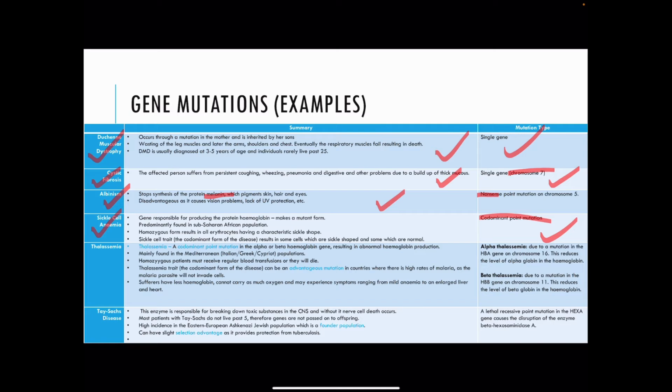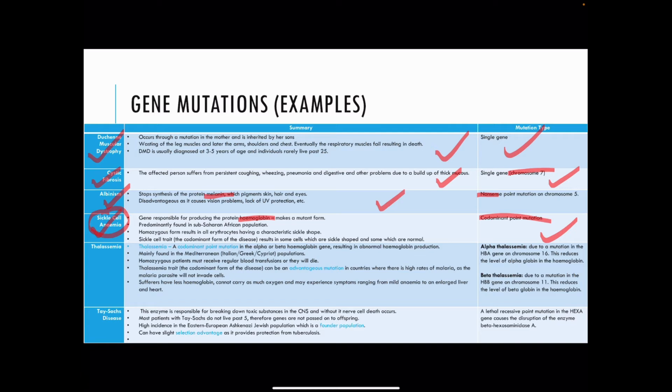But essentially what happens here is that you can inherit two dominant alleles, two recessive alleles, or a recessive and a dominant allele. If you have the two recessive alleles, you have sickle cell anemia, and so you can get quite sick. Now, with this codominant point mutation, the gene responsible for normal hemoglobin production is faulty, and so a mutant form of hemoglobin is produced instead.